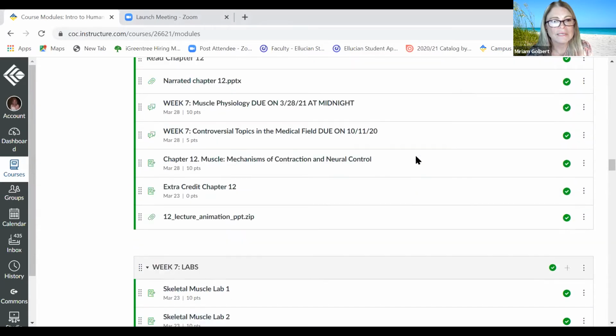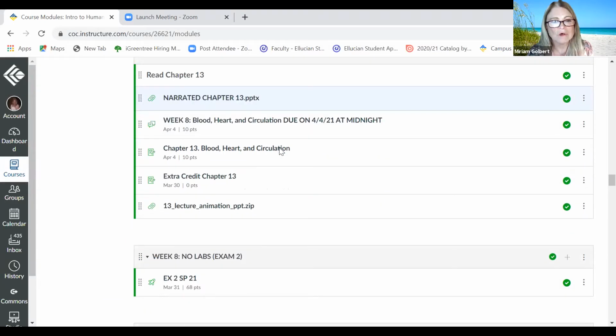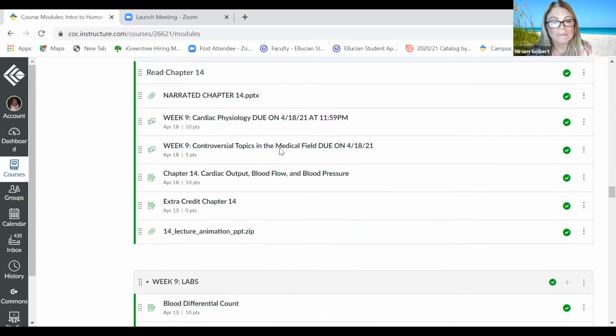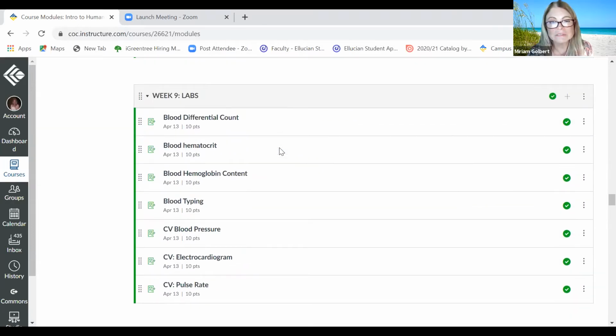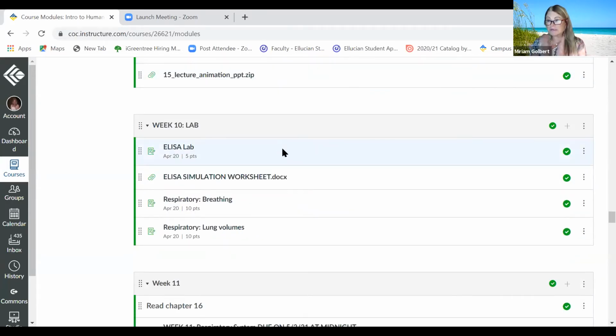Okay, so we did chapter 12. So we're gonna have skeletal muscle 1 and 2. Remember those? Bicep, and then we're gonna have all the blood vessel, blood and cardiovascular. These are quite a few. So differential count, hematocrit, hemoglobin, blood typing, blood pressure, electrocardiogram, and pulse rate. And that's about it, because we're not doing chapter 15 or 16 for the exam. So that's about it for the labs.